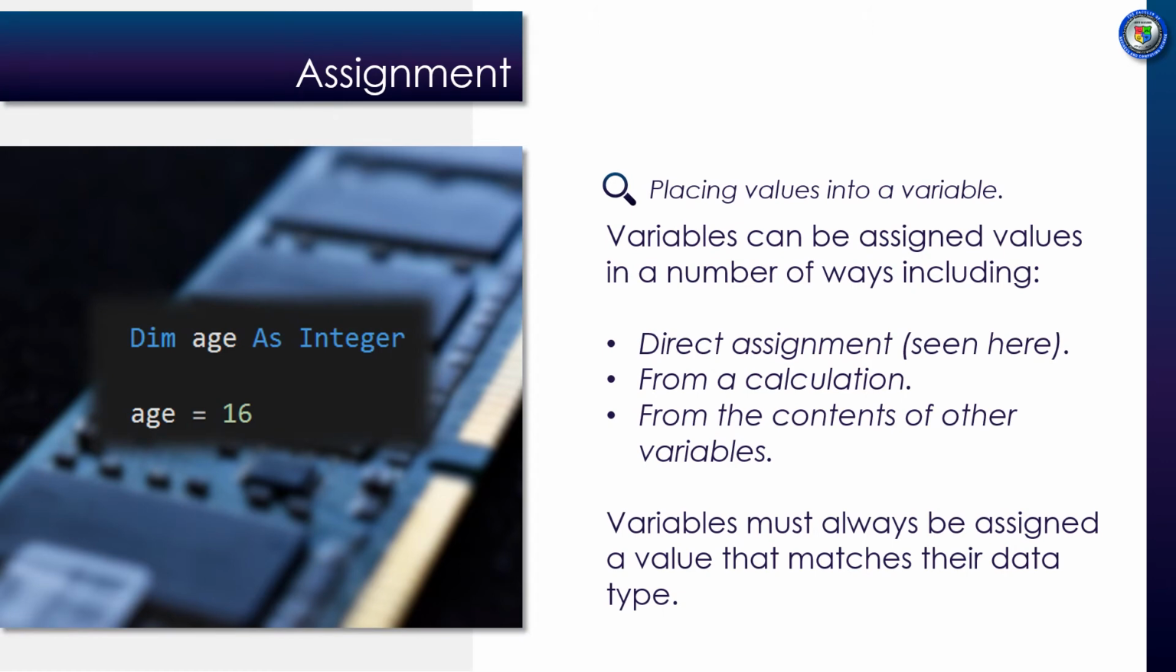Earlier we mentioned that we can store data in our variables. Well, how do we do this? We do this using a method called assignment. Variables can be assigned values in a number of different ways. They can be assigned via direct assignment, as we can see here, from a calculation, as results would be assigned to a variable, or from the contents of other variables. We may want to take the contents from one variable to another.